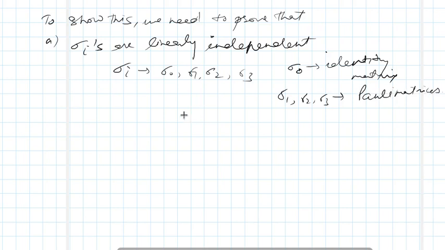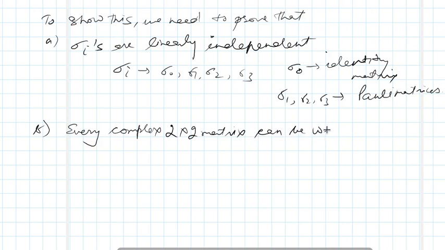And in the second part, I want to show that every complex 2 by 2 matrix can be written as a combination of sigma i's.